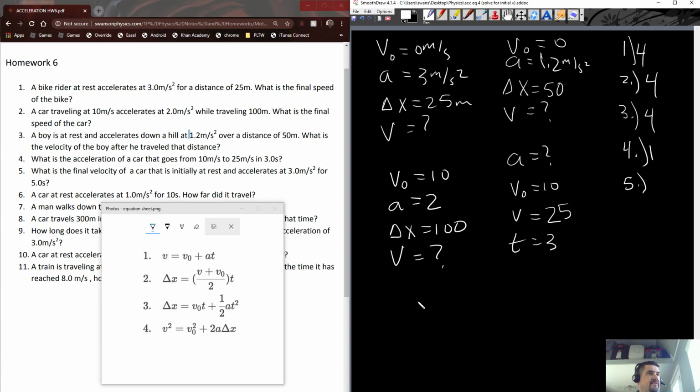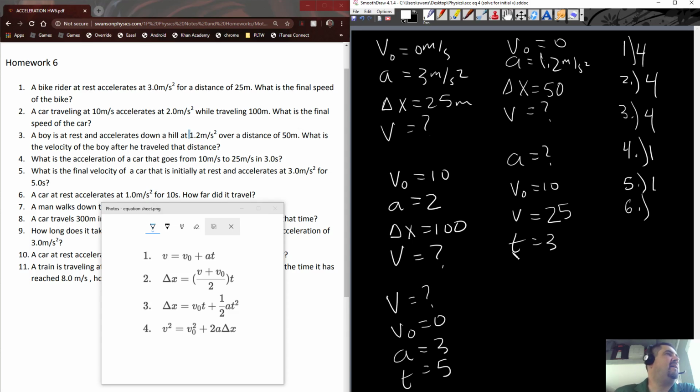5. What is the final velocity? There we go, right off the bat. Got a question. What is the final velocity of a car that is initially at rest, 0, and accelerates at 3 meters per second squared? So we got an acceleration, for 5 seconds, time is equal to 5. There we go. It's got both V's. That's that one right there. Number 1. Okay.